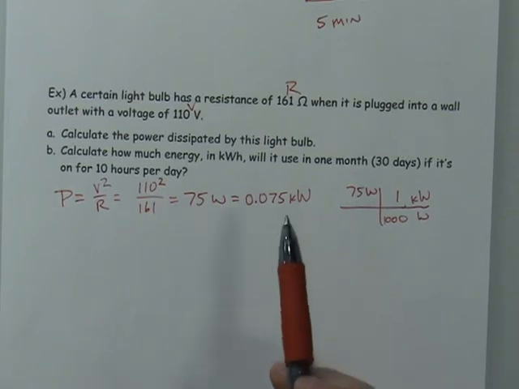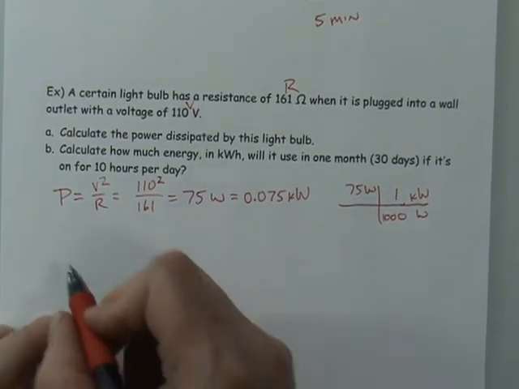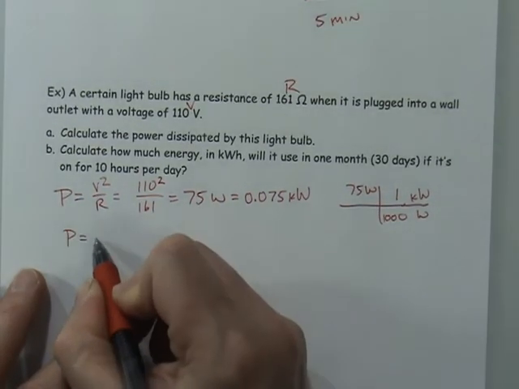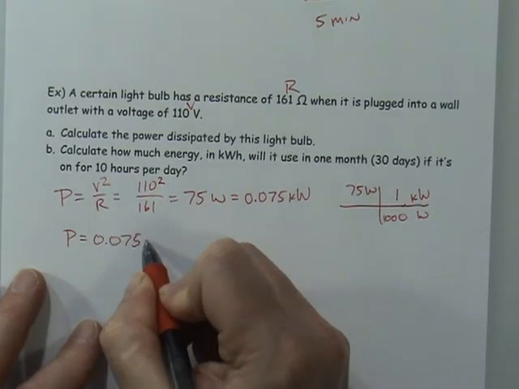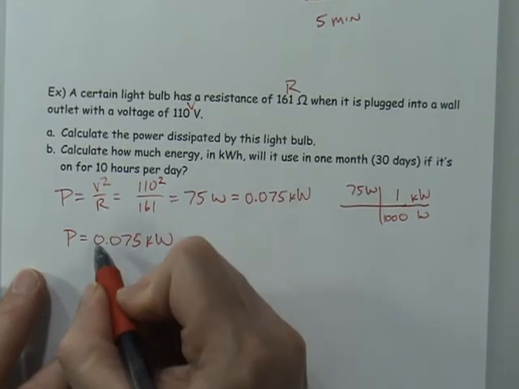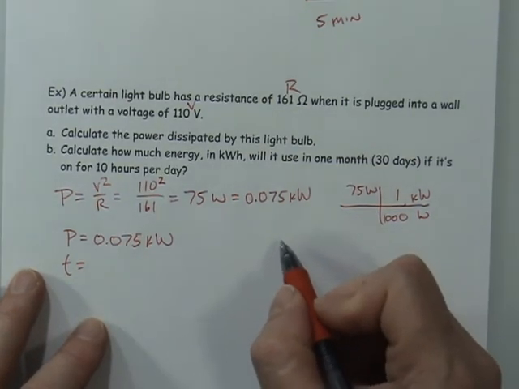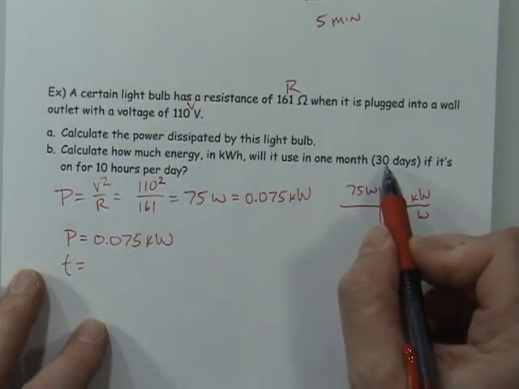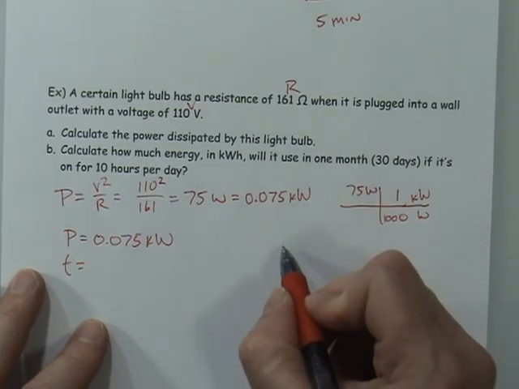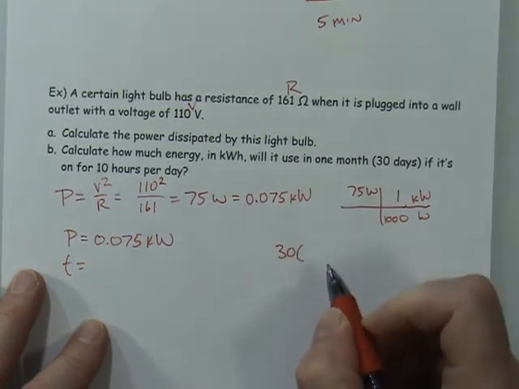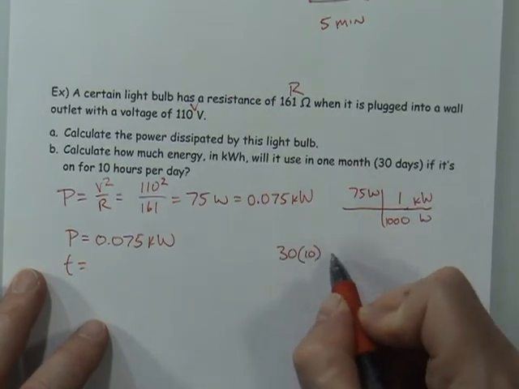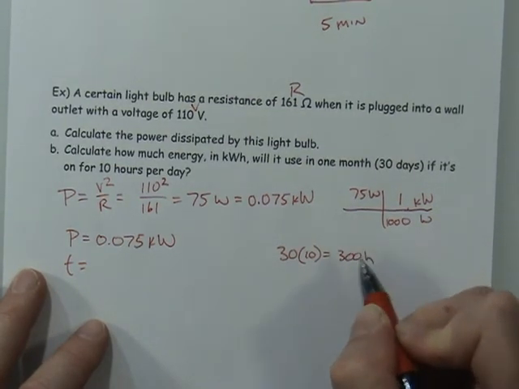So what I need right now is to know what the time is. I've already established that the power is equal to 0.075 kilowatts. And what I need right now is the time. So over here, I'm just going to make a quick side calculation. This says that I am going to use this for 30 days, and I'm going to use it for 10 hours per day, so that gives me a total of 300 hours.